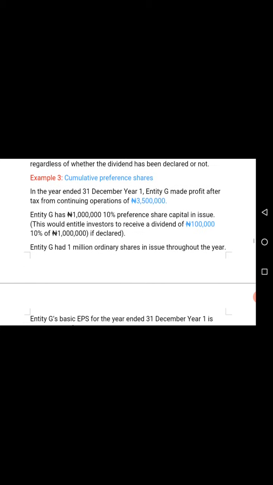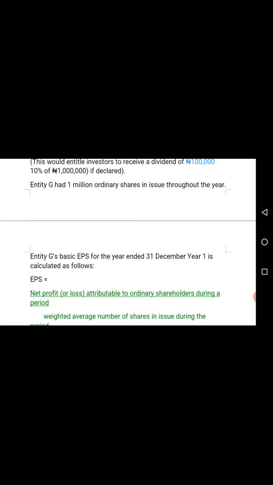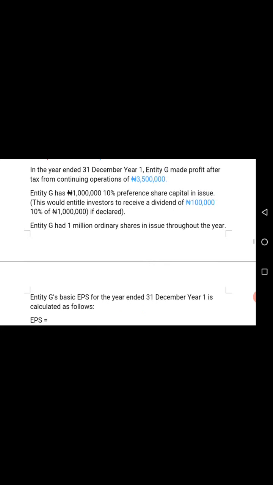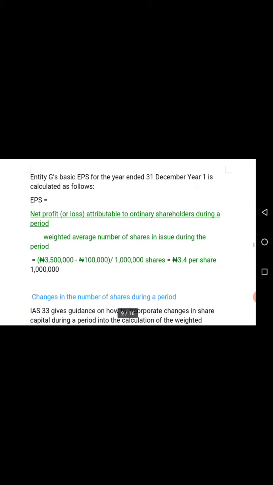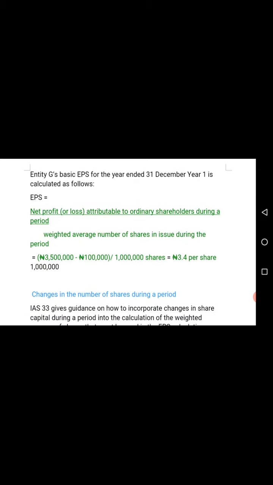So we have 3.5 million less 100,000 as the dividend that will be paid on the 1 million naira preference shares. Now we are not taking the full value of the preference shares, we are just taking the value of the dividend. The 10% in front was for us to calculate the value of the dividend on the 1 million naira preference shares. So we have 100,000. We have 3.5 million less 100,000, and you do this first and then divide it by 1 million shares. So we have 3.4 naira per share.